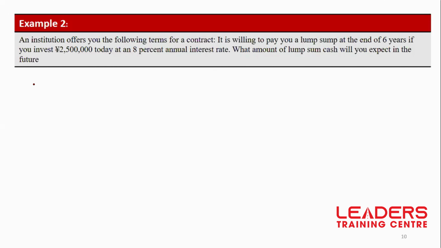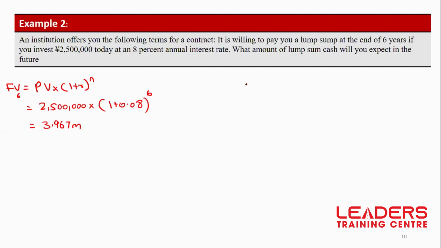Using the formula, we will say present value times (1 plus r) to the power of n, and that gives you future value. We want to find the future value by the end of 6 years. The present value is 2.5 million. That's what you're investing. And the rate of return is 8%. Compounding is on an annual basis for 6 years. And the answer is 3.967 million.